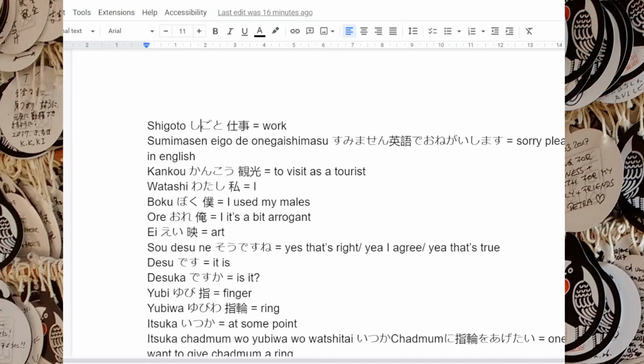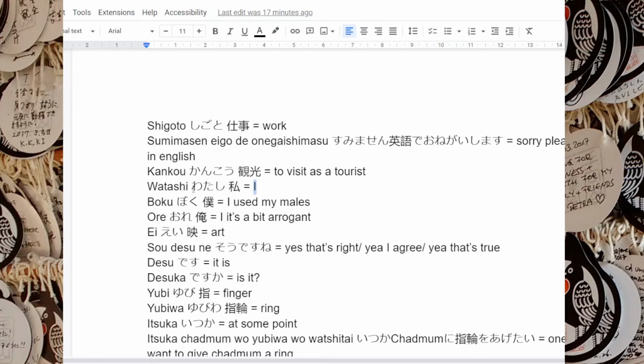Or again, they might also say something along the lines of, "Nihon ni kita no riyu wa shigoto desu ka? Soretomo kanko desu ka?" They're asking for the reason why you've come to Japan, whether it's work or tourism. Probably butchered that sentence though. I'm not entirely sure if I got it right.